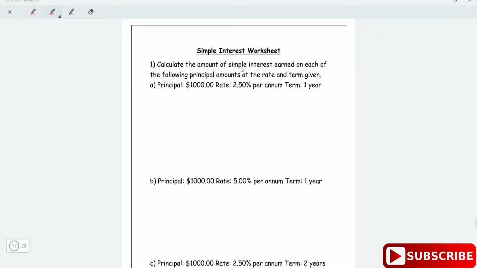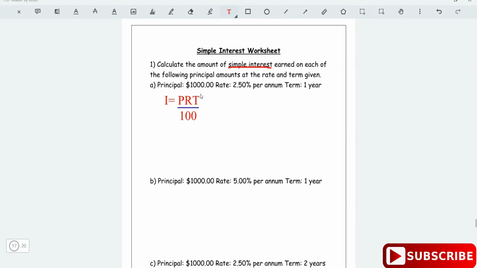Simple interest. To find the simple interest, it's the principal times the rate times the time. Let's write that down. The interest is equal to the principal times the rate times the time, all divided by 100. This is how we find interest: principal times rate times time divided by 100.